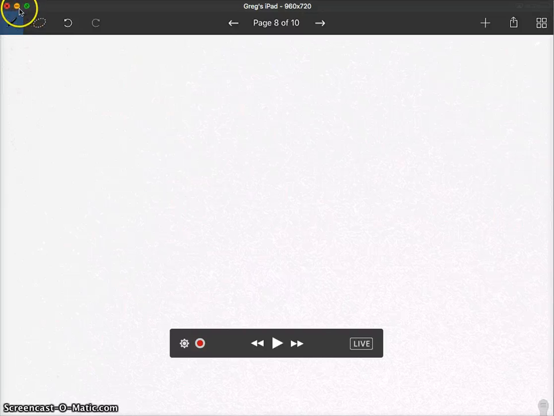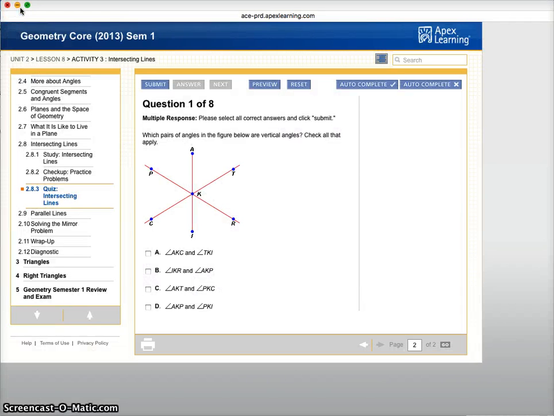Now let me show you practically in your quiz how that's going to work. This says, which pair of angles in the figure below are vertical angles? We know what vertical angles are. They're congruent and they're mirror images of each other. So let's put these to the test. Angle AKC. So we're talking about this whole area here. Is that vertical angle to TKI?